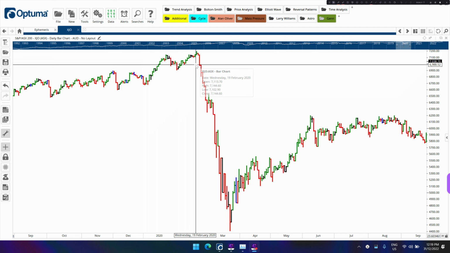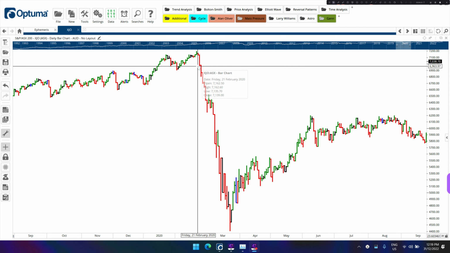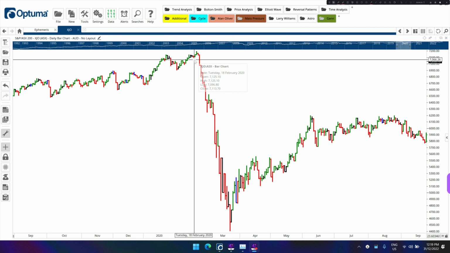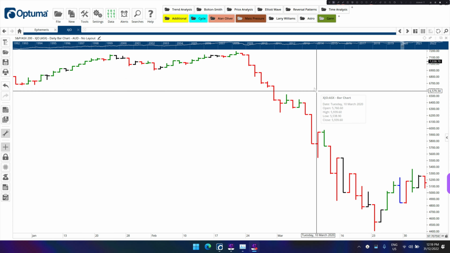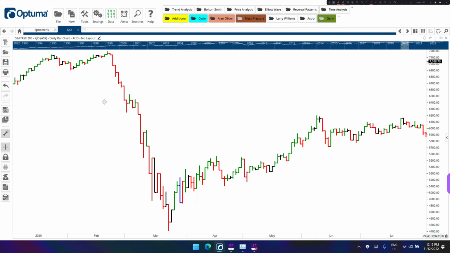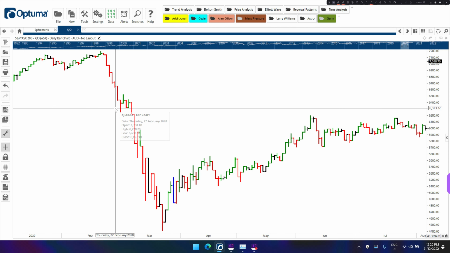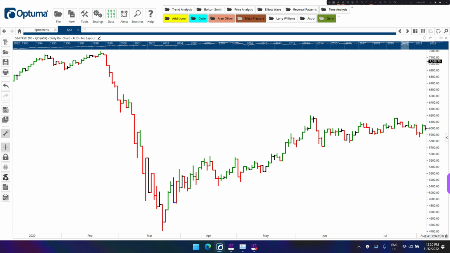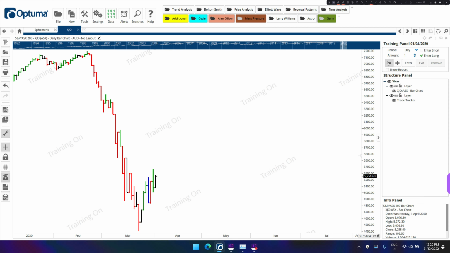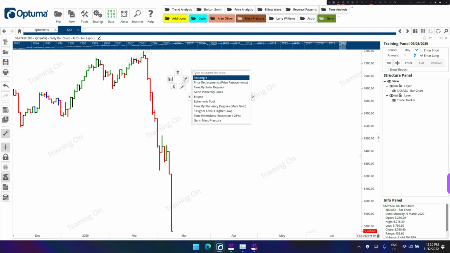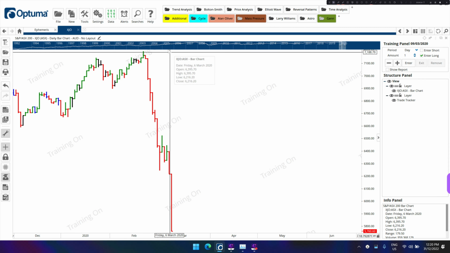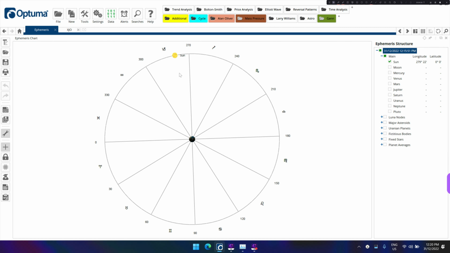Now I've decided to use this 19th, 20th, 21st sort of time period here, where the market ran into a top, and then it was the beginning of that 2020 bear market. I've decided to use that top because I think it's probably a significant top, and I want to start moving forward in time at 30 degrees. What I mean by 30 degrees is, if we're using the sun in this example, it's going to be 30 degrees or its exact position in each zodiac sign.